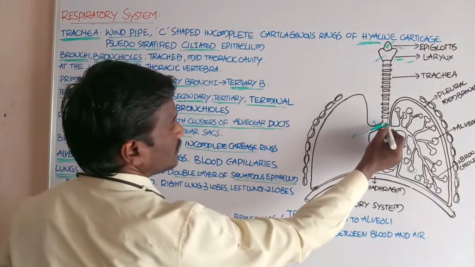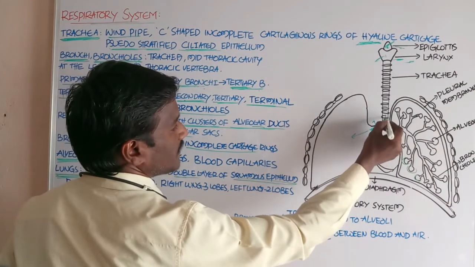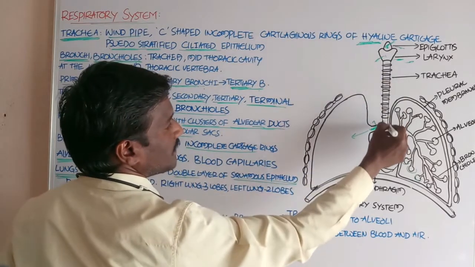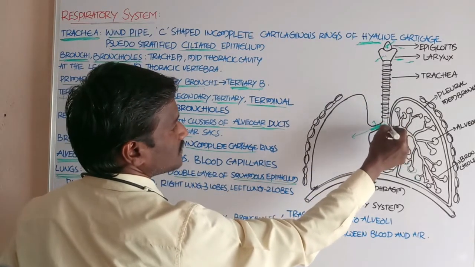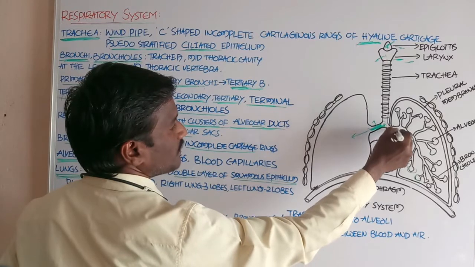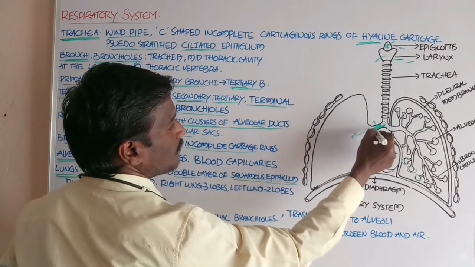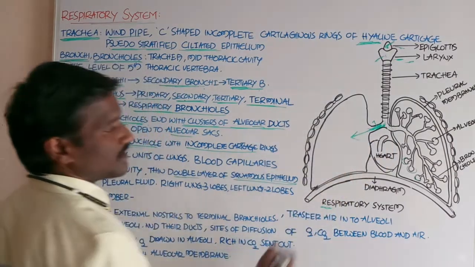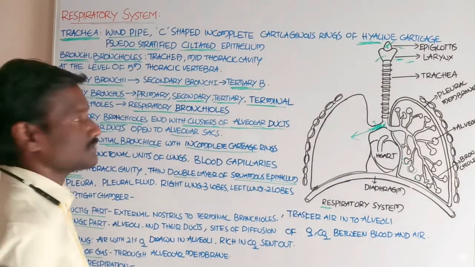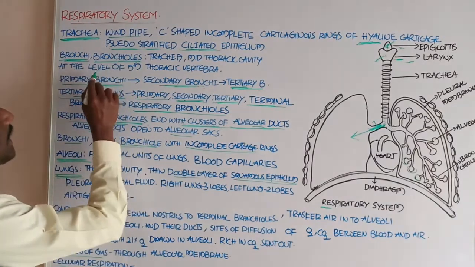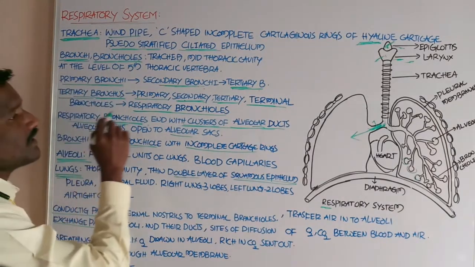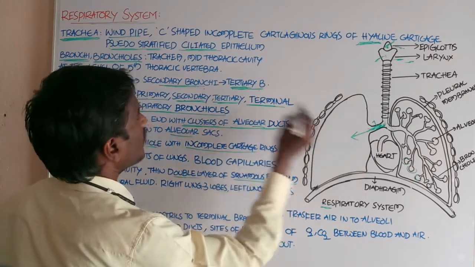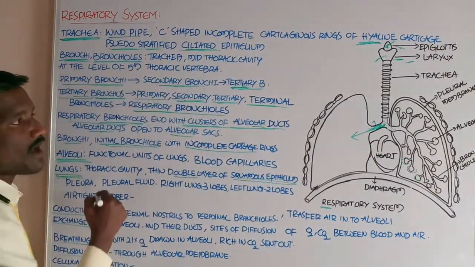In the thoracic region, the trachea is divided into two branches at the level of the fifth thoracic vertebra. These are called primary bronchi, which enter the corresponding lung. Inside the lung, the primary bronchi divide into secondary bronchi.